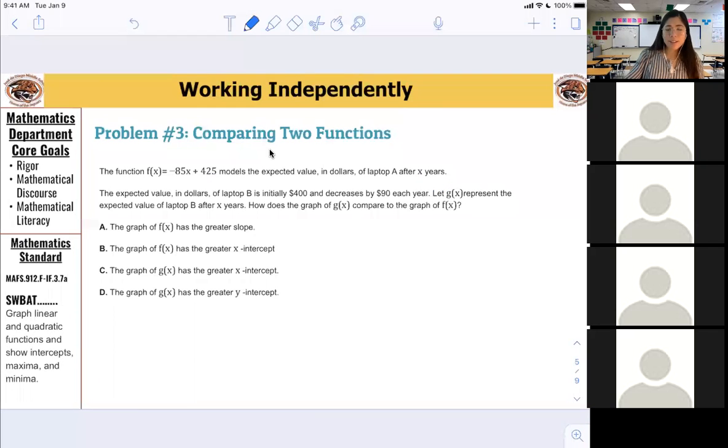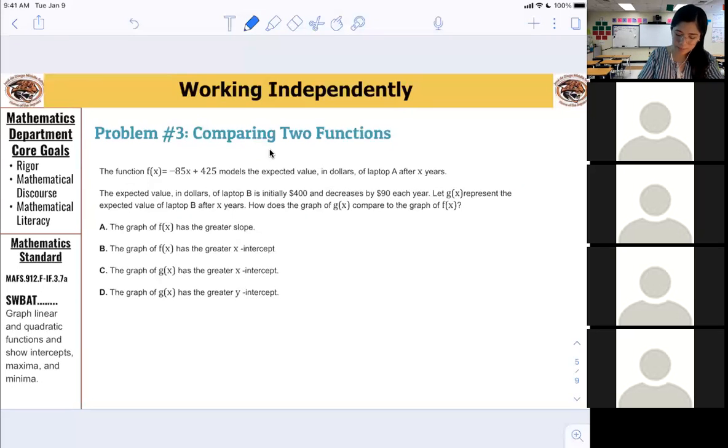Would anyone like to read? Anyone who's at home? The expected value in dollars of laptop B is initially 400 and decreases by 90 each year. Let G represent the expected value of laptop B after X years. How does the graph of G compare to the graph of f? Awesome. Thank you, Nicholas.